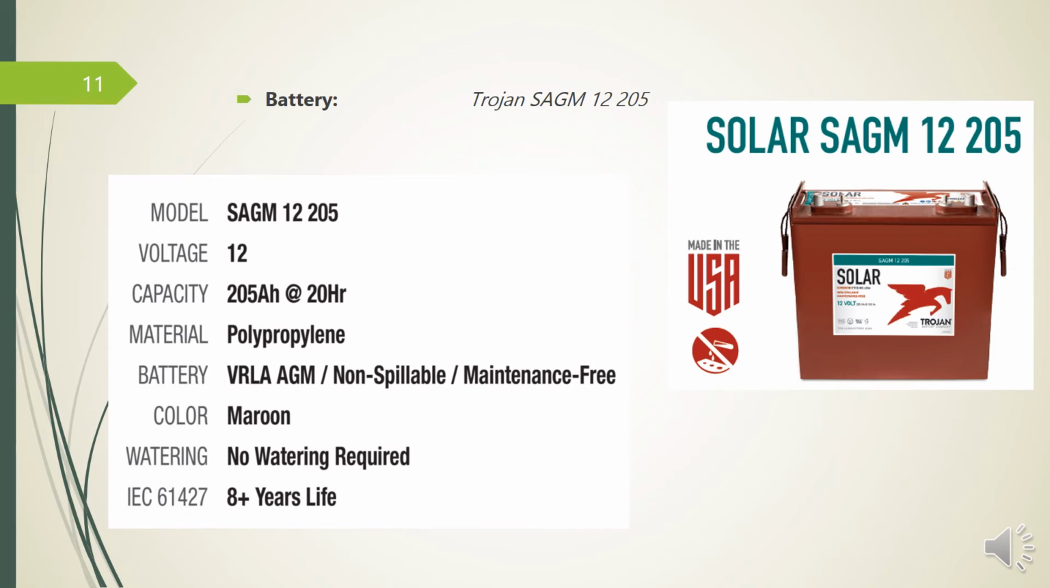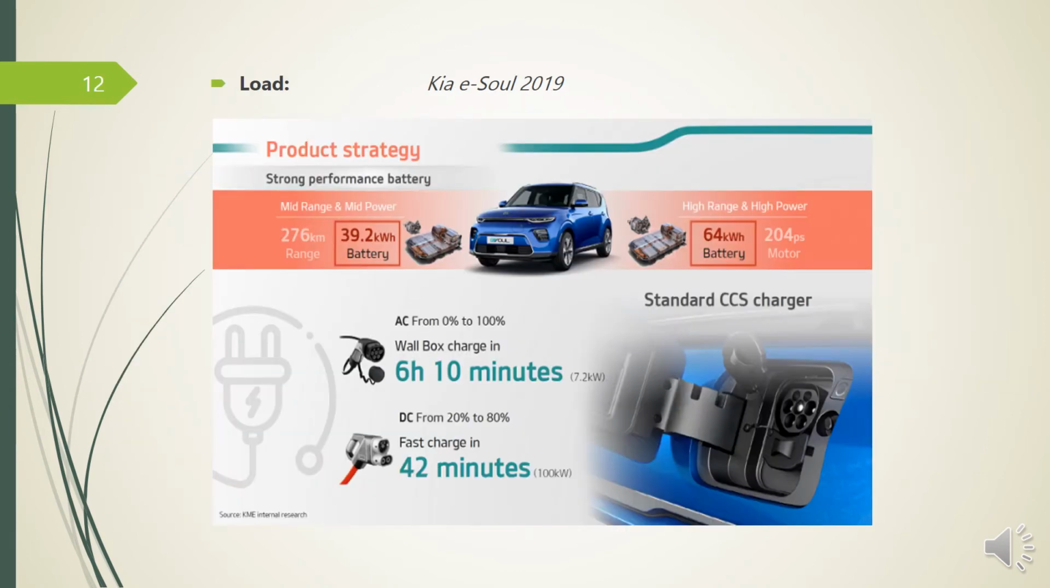The aim of this project is to design a charging station for the Kia e-Soul 2019. This is an EV car which is equipped with two battery capacity options. This car supports both AC level 2 and fast DC level 3 charging systems.